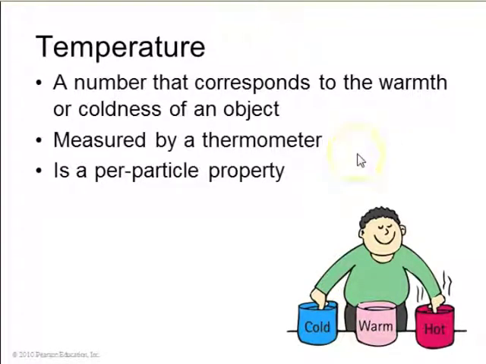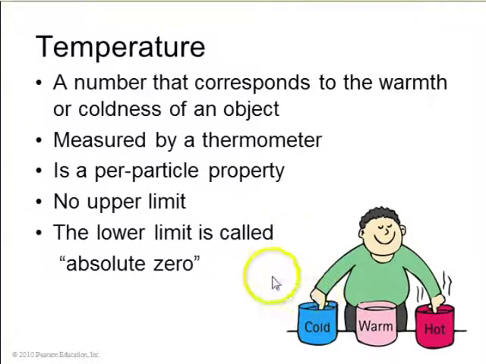So it's a per particle property. Something with more particles doesn't necessarily change its temperature. There's no upper limit on temperature, but there is a definite lower limit, which we call absolute zero.